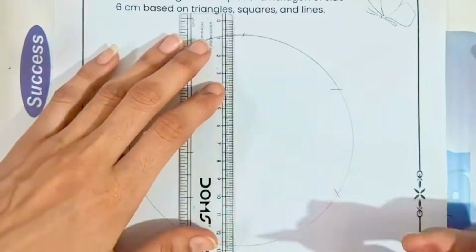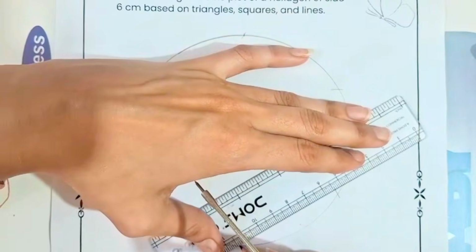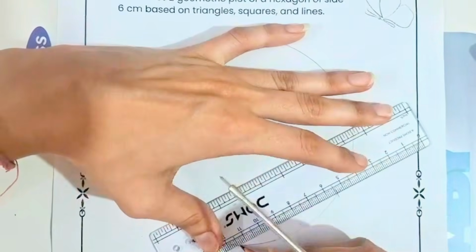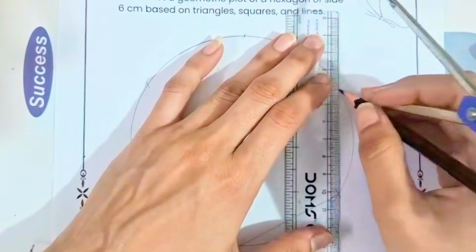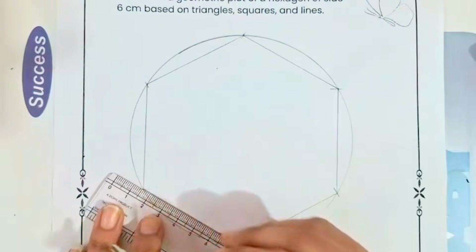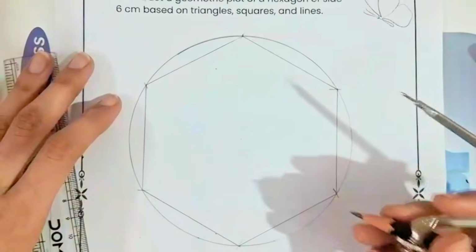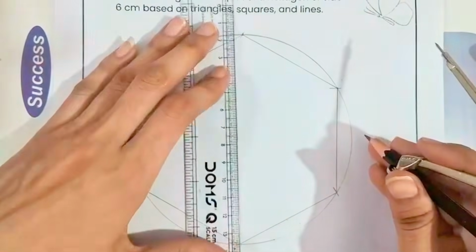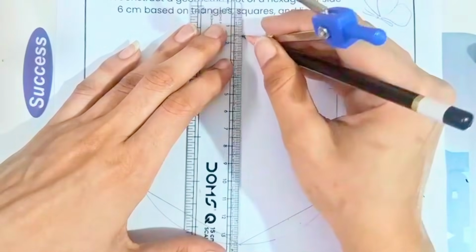Okay, now join all these intersecting points to get the required hexagon. Okay, so our hexagon is ready. Now we will start with the design. So first of all, draw all the diagonals.